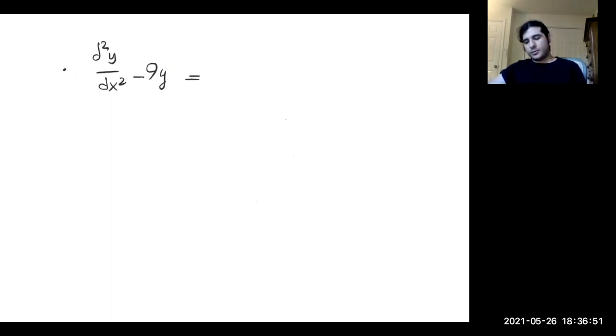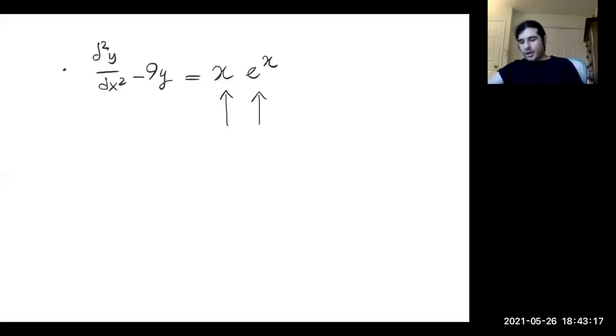Let's look at one specific example to make sure we understand this correctly. Let's say the second derivative of y with respect to x minus 9y is equal to g of x, this function we're talking about. Let's take it to be x times e to the x. Here we have a multiplication of a polynomial and the exponential function. Think about this one for a few minutes and then I will solve it.